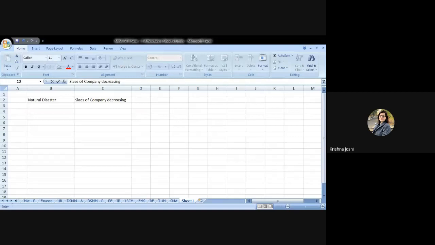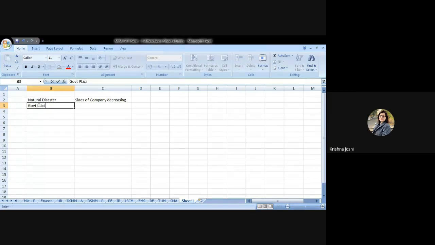Uncertainty. Okay, stoppage of production, strikes, government policy, natural disaster. Akshay said natural disaster. Kruti said government policies. Is the screen visible to all of you? Yes, ma'am.